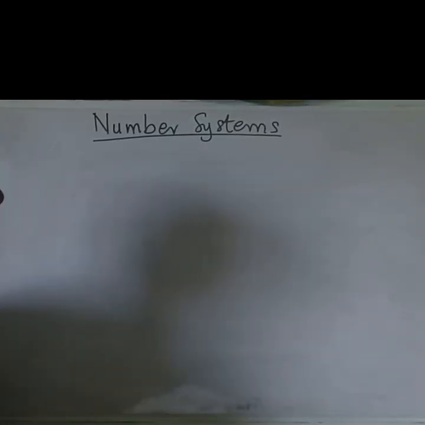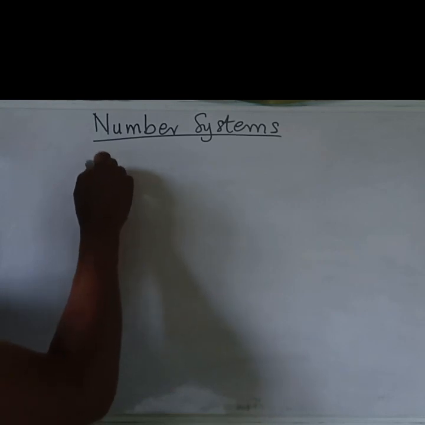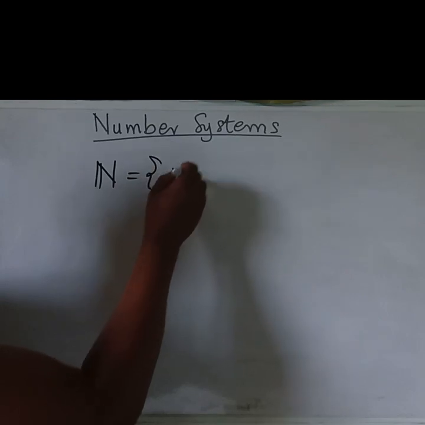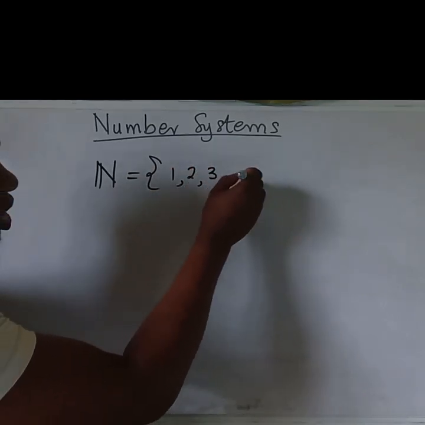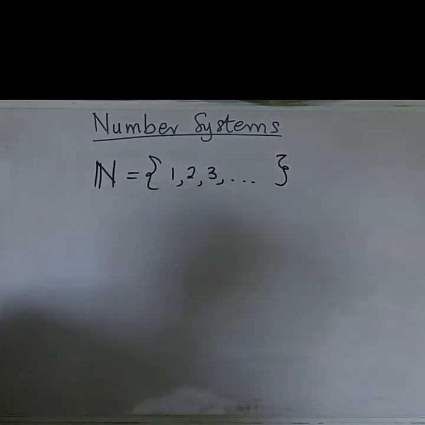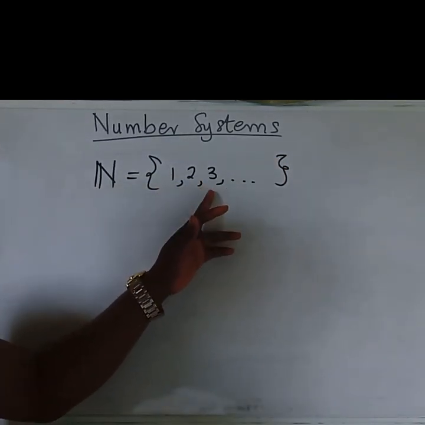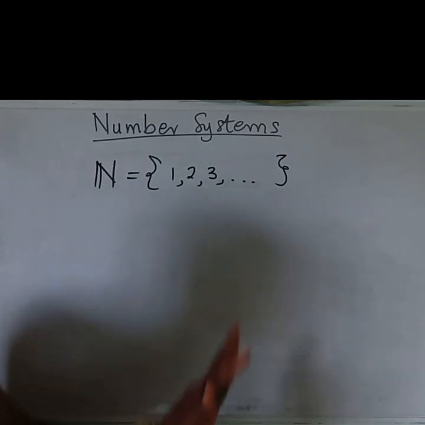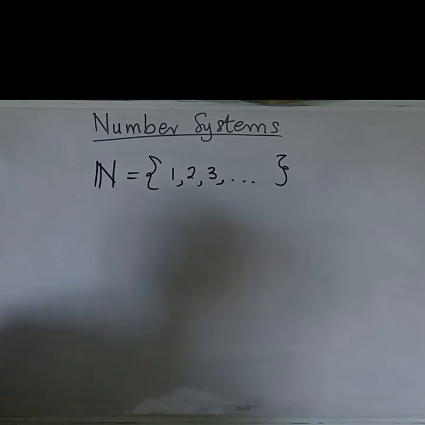In our first class, we introduced ourselves to the concept of number system. So we have tried to introduce a number called the natural number, whose set of elements is 1, 2, 3, dot, to infinity, the positive infinity.